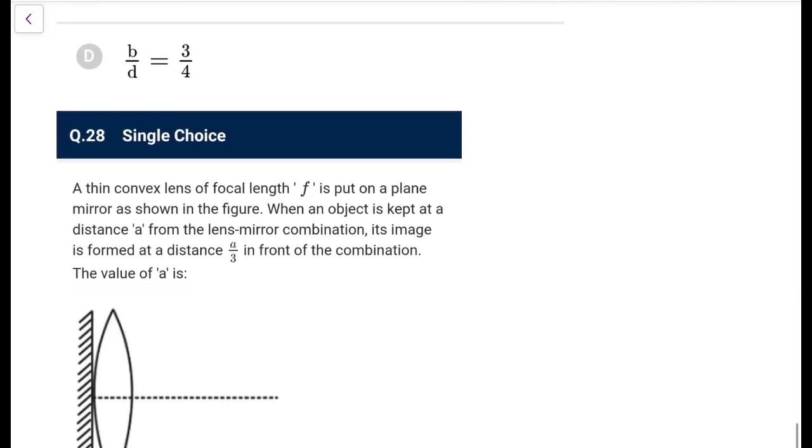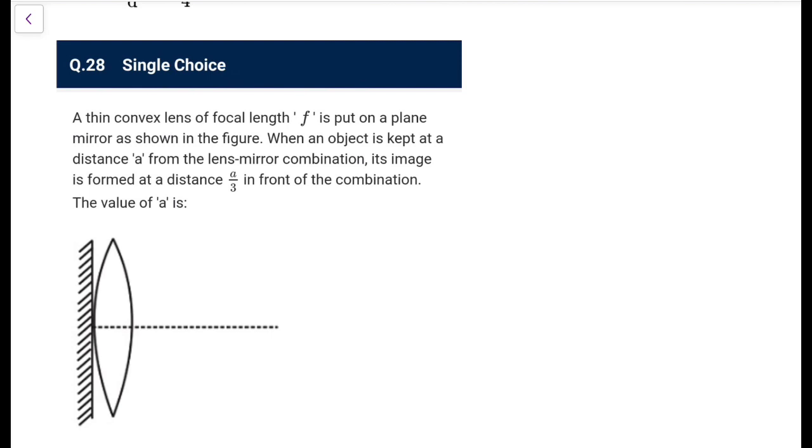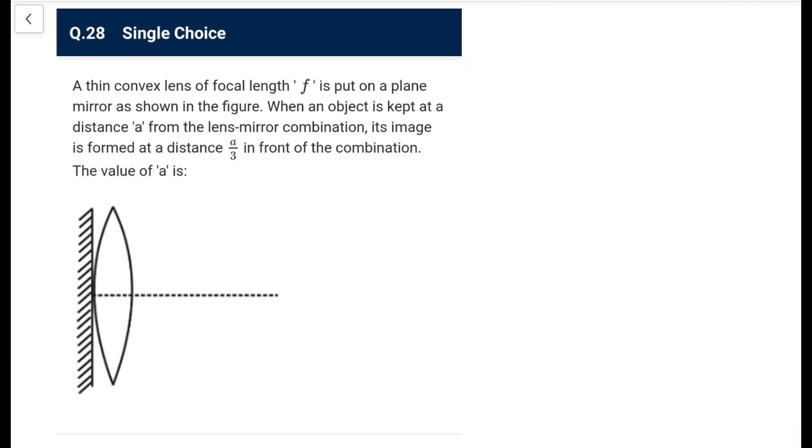That's a nice question. A thin convex lens of focal length f is put on a plane mirror as shown in the figure. When an object is kept at a distance a from the lens-mirror combination, its image is formed at a distance a by 3 in front of the combination. The value of a is, so you have a focal length, a plane mirror, the object is at distance a here, and the image is formed at a distance a by 3.